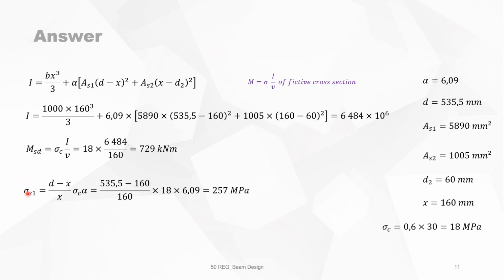Sigma s1 is then equal to this equation. And when you put in the different numbers, we get 257 megapascal. It must be smaller than 400, so that's okay. And the stress in the compression reinforcement, again, we can calculate it easily with this formula, which is derived by equivalent triangles. And we obtain 69 megapascal.